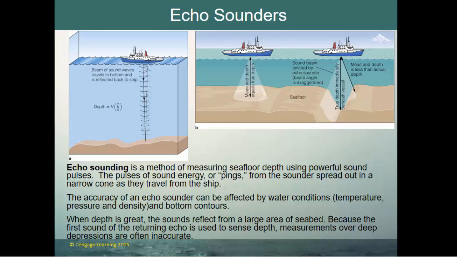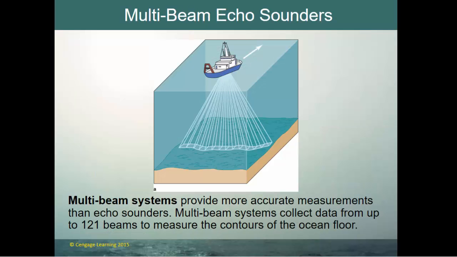And we've seen these pictures from Chapter 1, different types of echo sounding, using methods of pinging through the ocean, sending a ping of sound and listening for it to bounce back and getting an idea of just how deep that particular part of the ocean floor is. This is a very important advancement in understanding what the deep ocean basins look like. Multi-beam echo sounders provide more accurate measurements than just normal echo sounders. They use up to 121 beams to measure the contours of the ocean floor. They also get it done much more quickly.